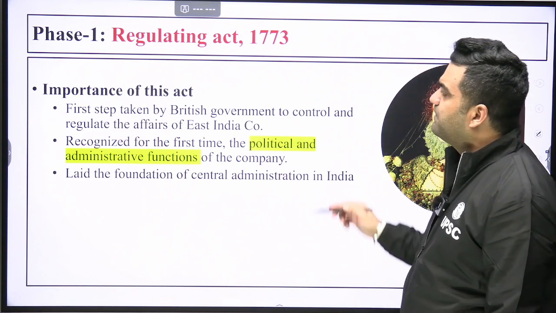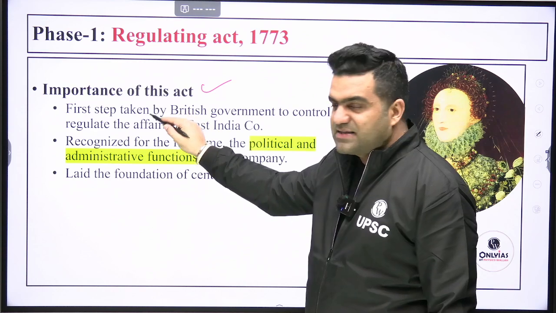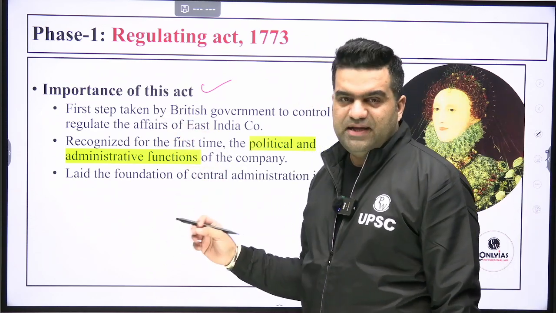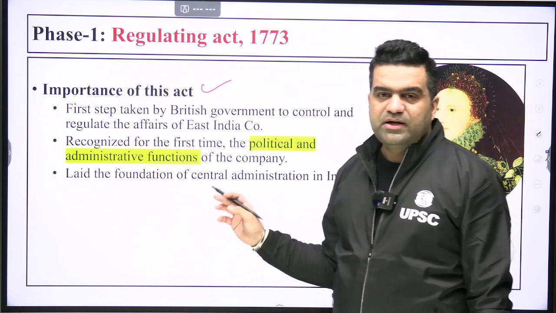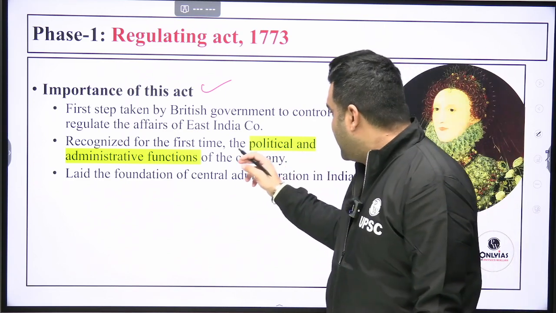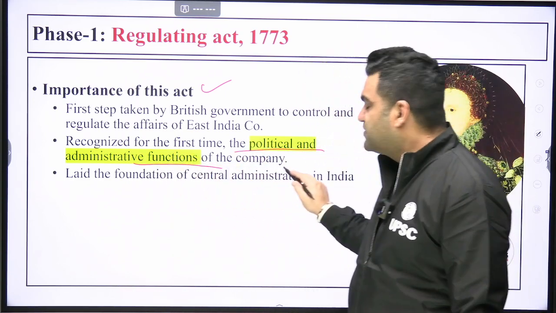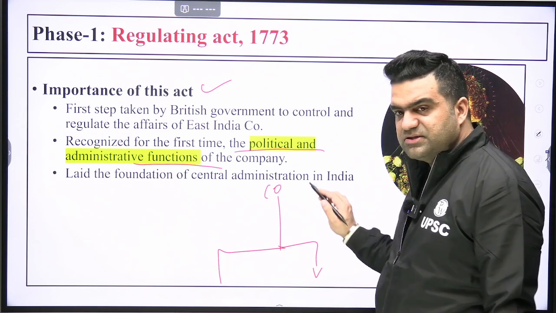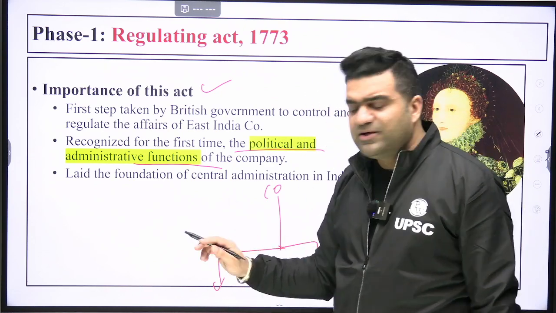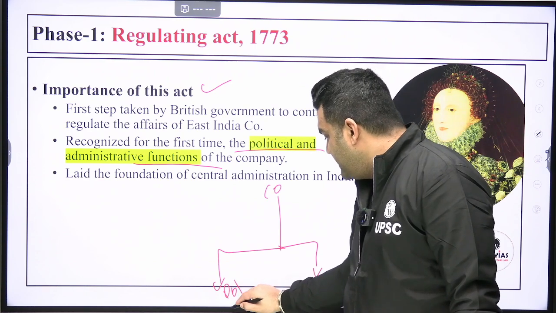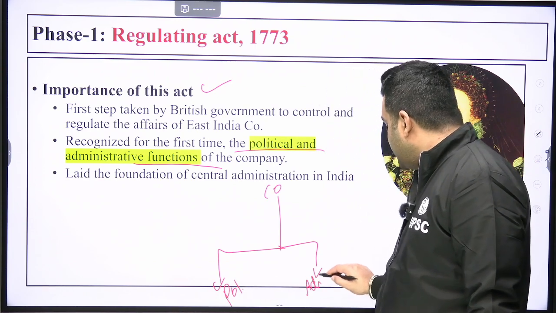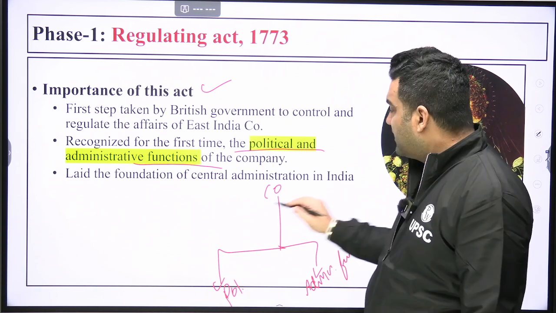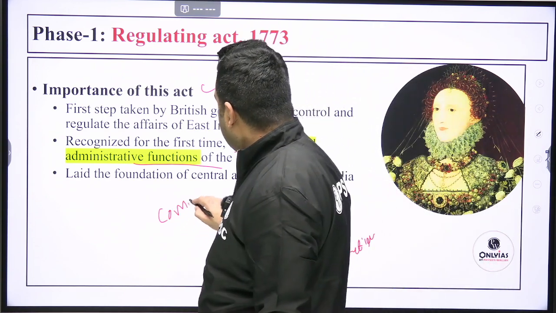Now moving further, the importance of this act. It was the first step taken by the British government to control and regulate the affairs of the East India Company. It recognized for the first time the political and administrative functions of the company. So the company was having three types of functions. Commercial functions were already there, but to manage them, it was delineated that it would have to carry out certain political and administrative functions also.